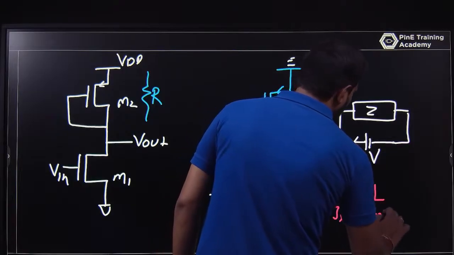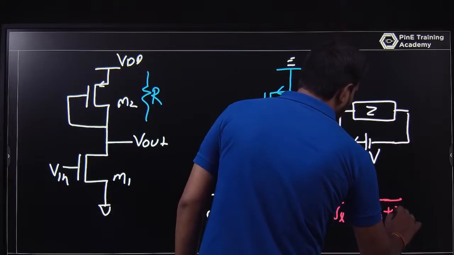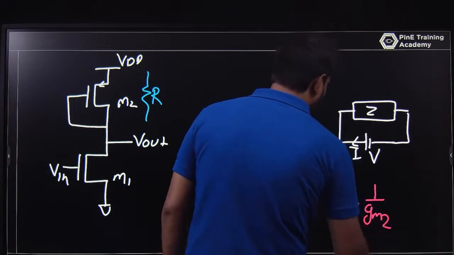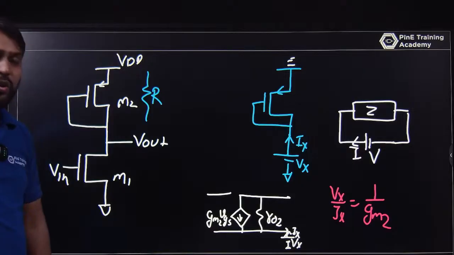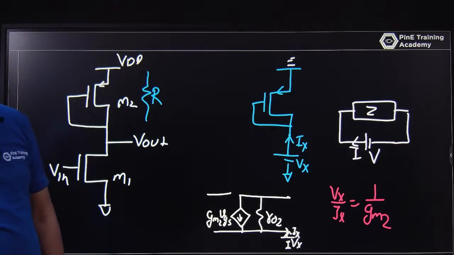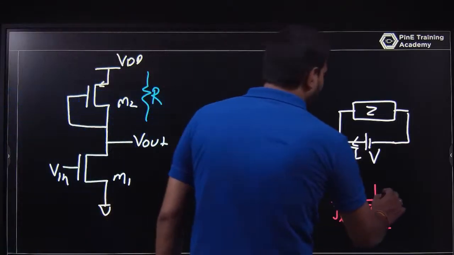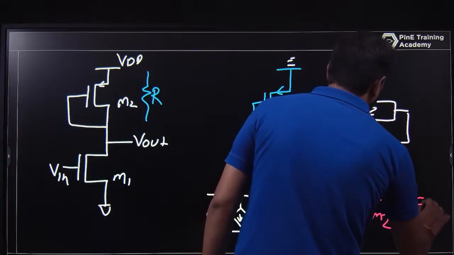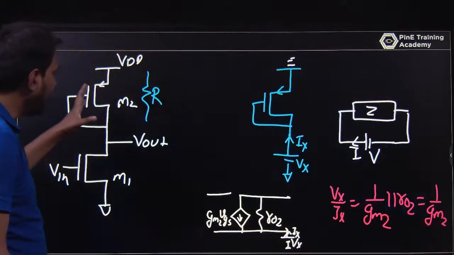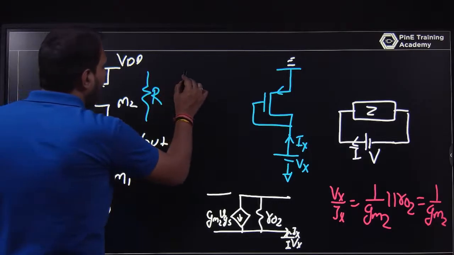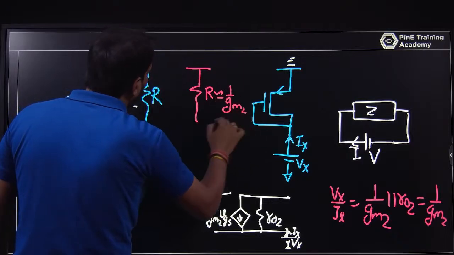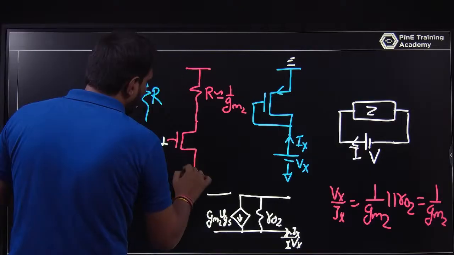1 by Gm, or I can say that approximately this is 1 by Gm2. So you calculated that the value is 1 by Gm2. Parallel of R02 is also coming, but I am not taking that parallel of R02. So this is nearly 1 by Gm2. So I can say that in the place of this MOSFET, I can write this R value as approximately 1 by Gm2 in a small signal model.